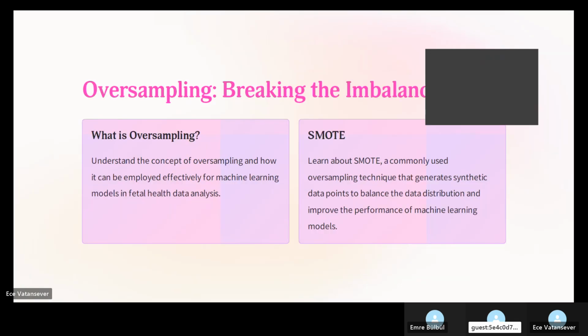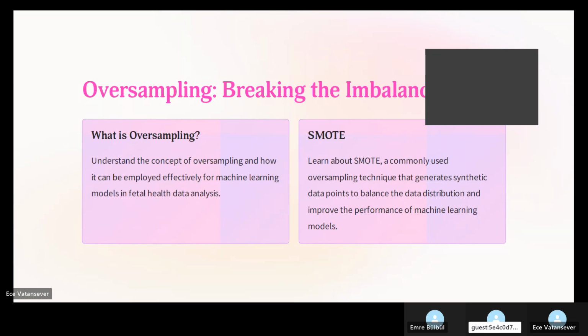Oversampling is a technique used in machine learning to address imbalanced datasets. It involves artificially increasing the number of instances in the minority class to balance it with the majority classes. This helps improve the model's ability to learn from the minority class and make more accurate predictions.